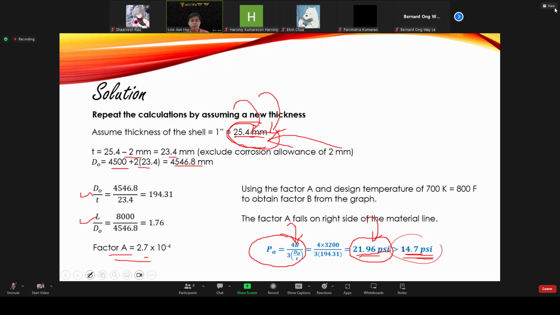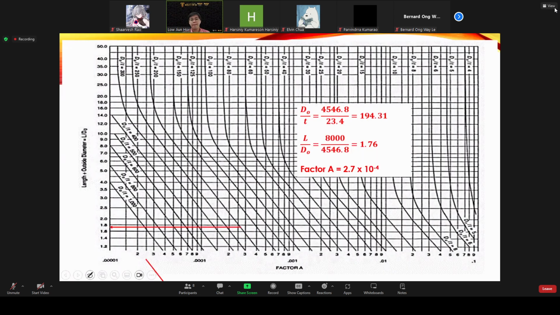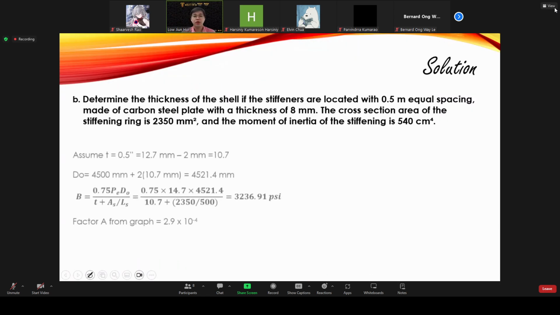So far any question before we proceed to part B? The method is almost similar to what I explained just now.